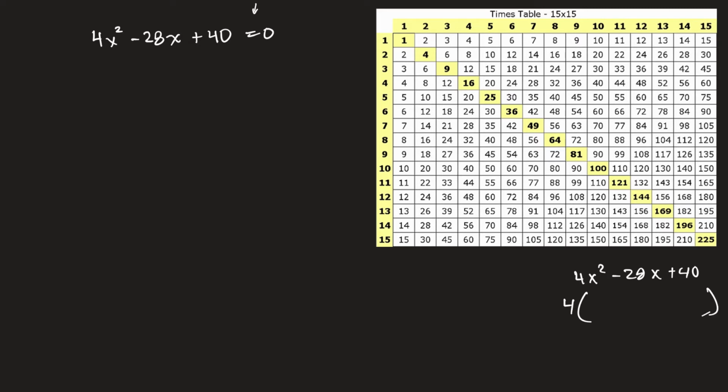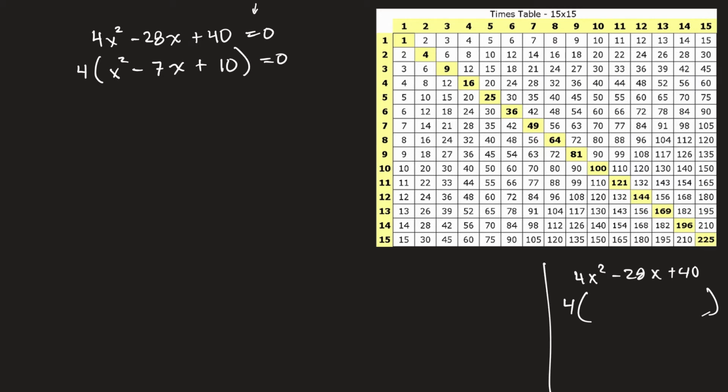Okay, so let's do that here. Let's just factor the 4 out. So 4, and then it'll leave me with x squared minus 28 divided by 4, I think is 7, plus 40 divided by 4 is 10, equals 0.